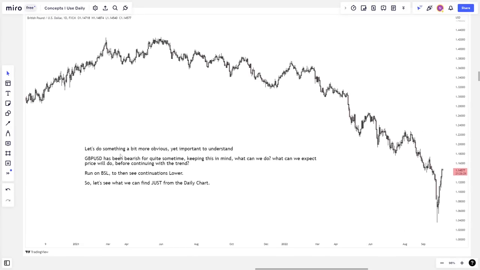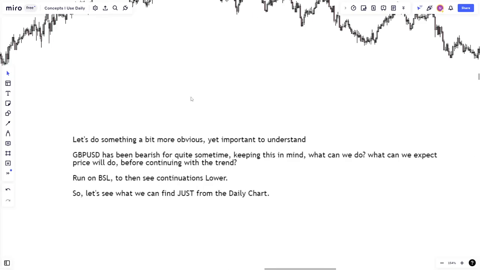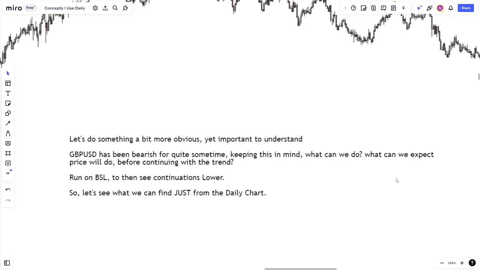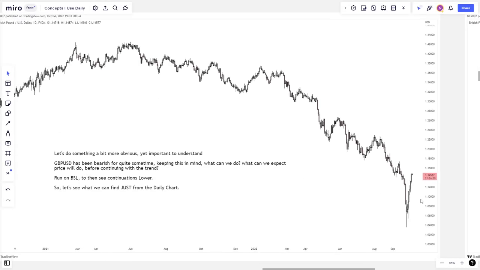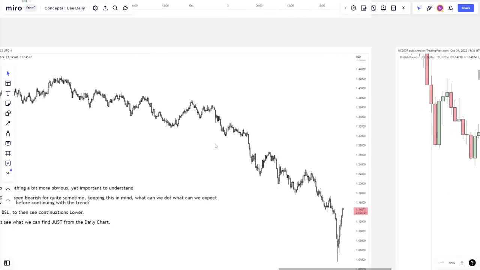Now, we're going to do something a bit more obvious, yet important to understand. GBP dollar has been bearish for quite some time. Keeping this in mind, what can we expect price will do before continuing with the trend? Run buy side liquidity to then see continuations lower. Let's see what we can find just from the daily chart. And I say just on that, because as you can see, this is the daily chart. We'll zoom into more examples.